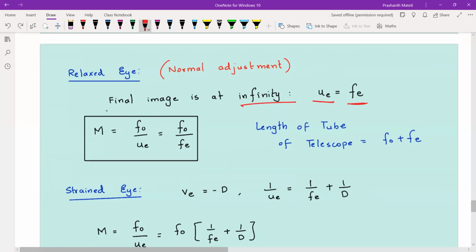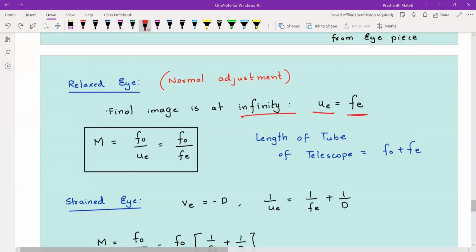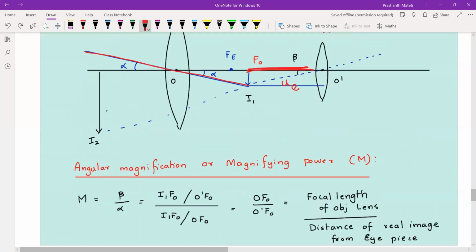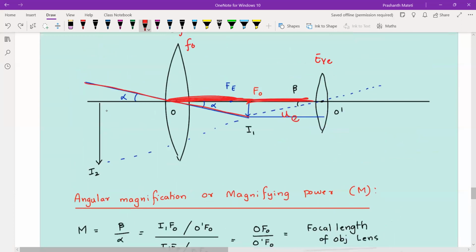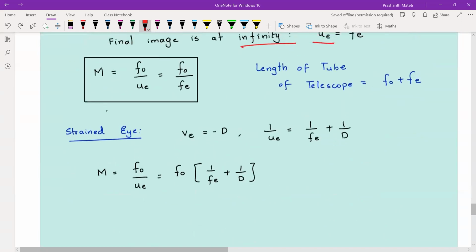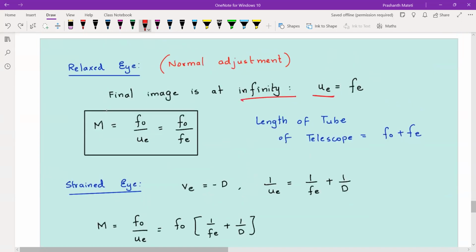In the case of an astronomical telescope, if we want the image to be formed at infinity for normal adjustment, this is what the magnification comes out to. It's a ratio of the two focal lengths: focal length of the objective lens divided by focal length of the eyepiece. Generally they will not give this directly, they will give the length of the tube. The length of the tube is distributed in two lenses. This is the FO part, and this is the FE part. So FO plus FE is the length of the tube of the telescope.